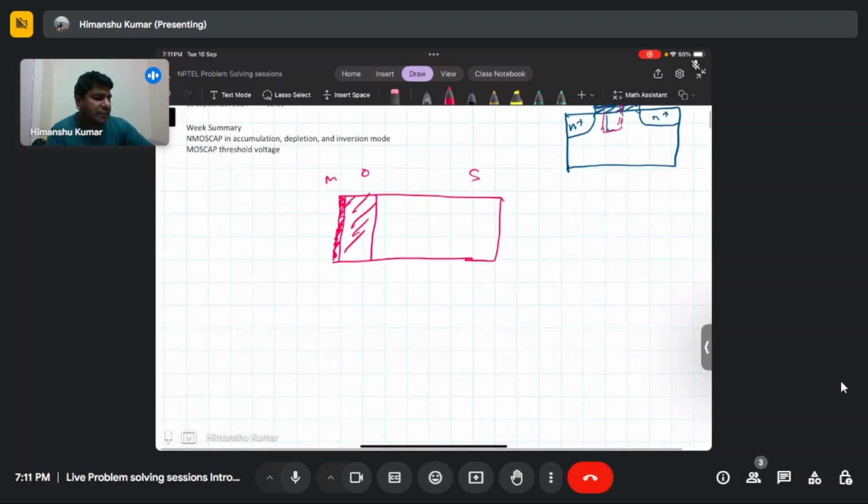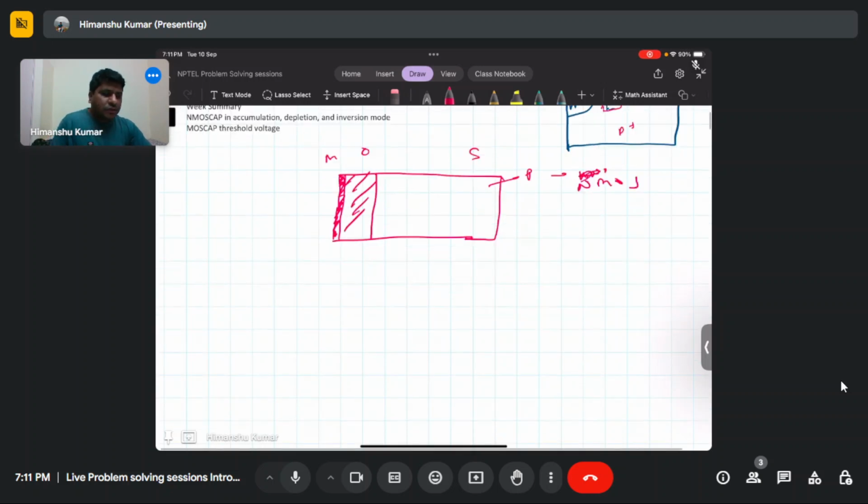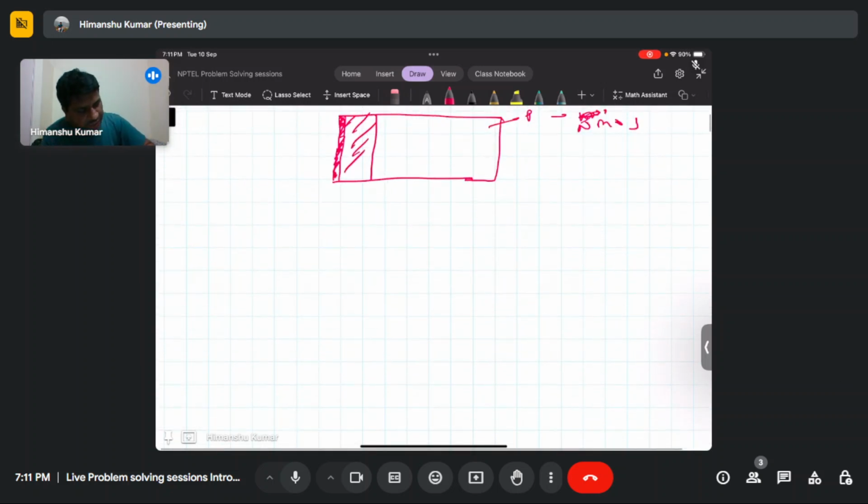As we discussed last class, if your substrate is P type, then the carrier inversion layer is N type, and you will call it an NMOS. So if your substrate is P type, then your channel region is N type. We are talking about the enhancement type of devices, which require a certain voltage to be applied to turn on the devices.